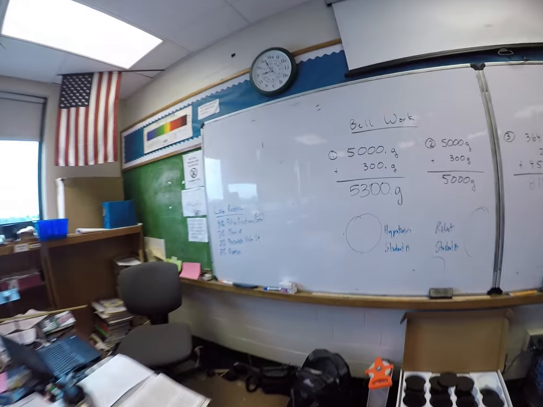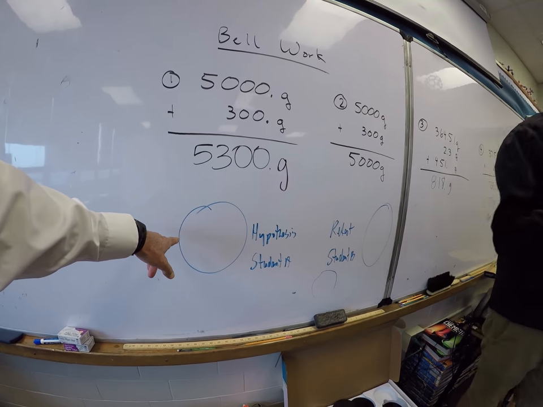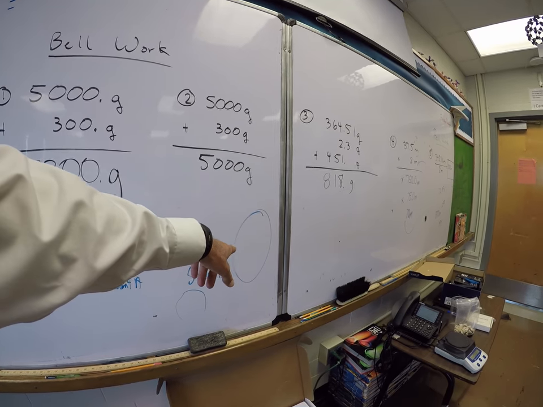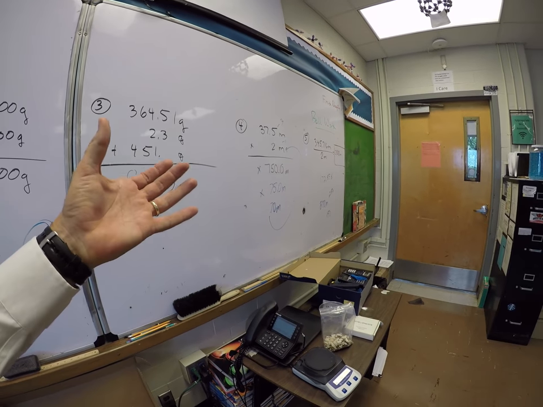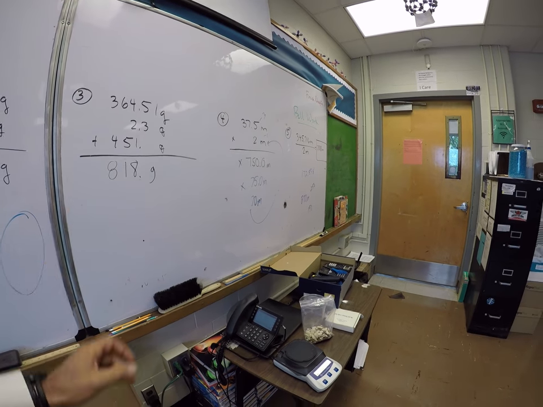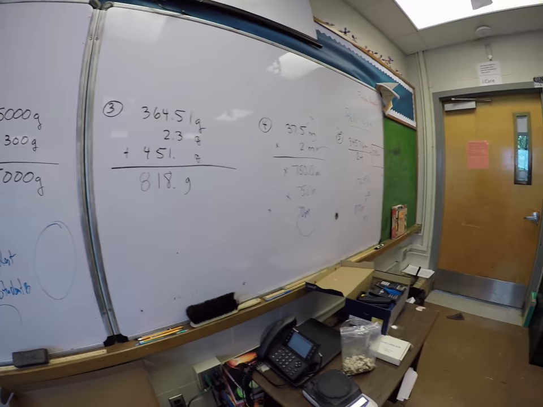Well, right now you have three circles on there. You have the first one, which is student A. You're going to draw what you think. The second one is student B, and the third one is what the actual model looks like. So you'll take the tape off and you'll see what it actually looks like. If you have three in your group because of the class size, just draw another circle and put student C. Does that make sense?